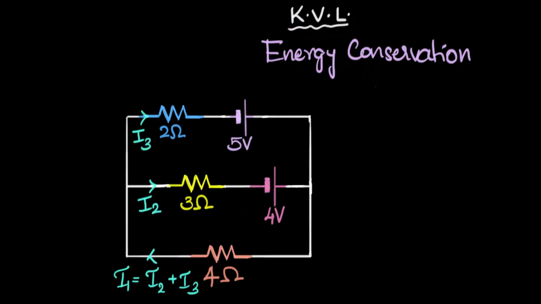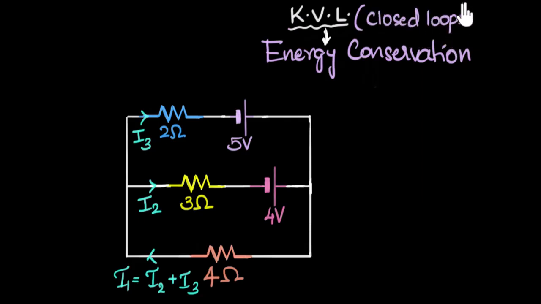All right, so KVL, Kirchhoff's voltage law, comes from energy conservation. Energy can neither be created nor destroyed. And just like how KCL was used for a node or junction, KVL is used for closed loops. Let me just write closed loops.